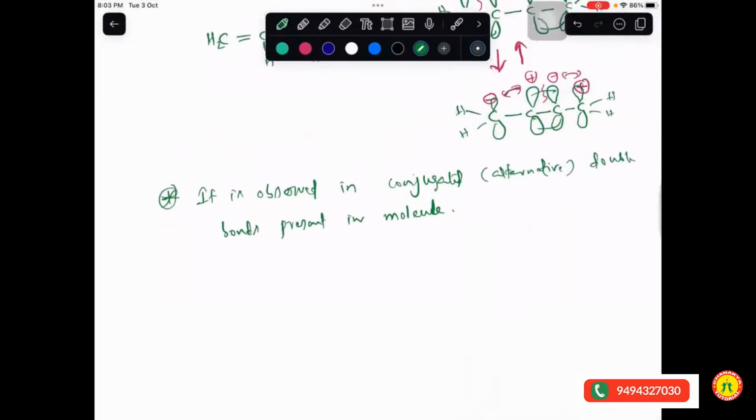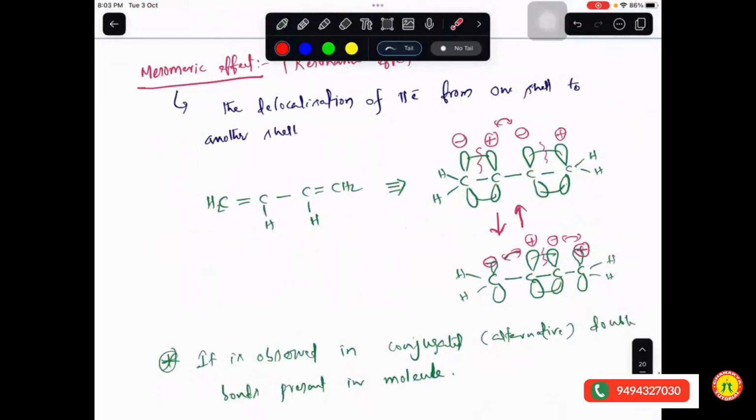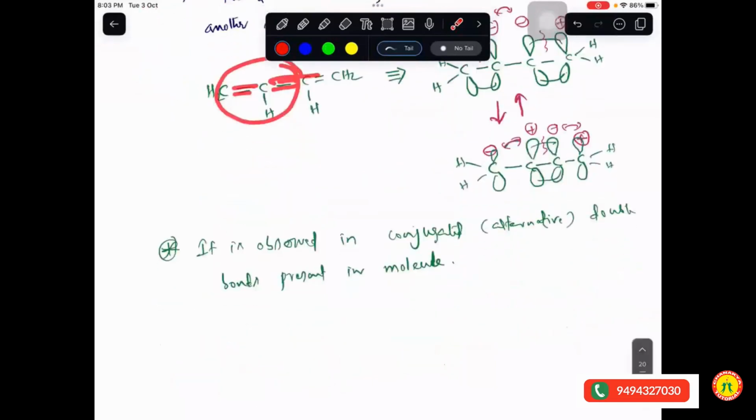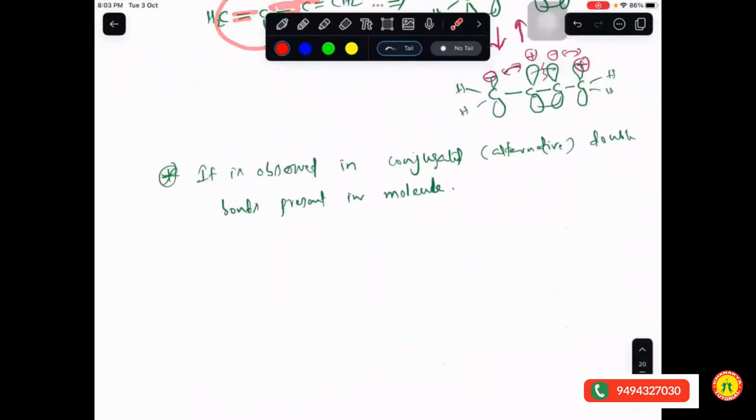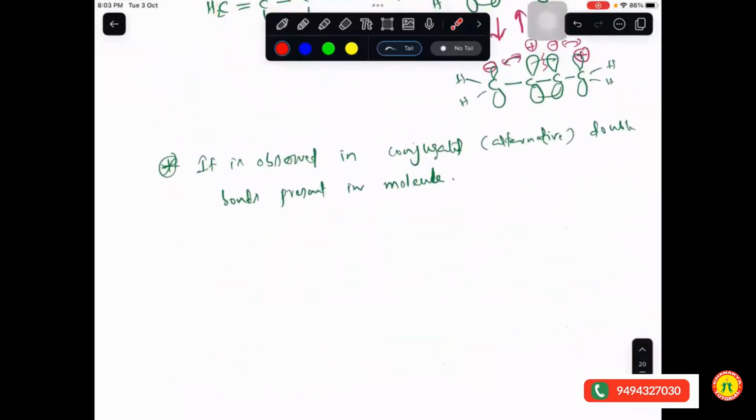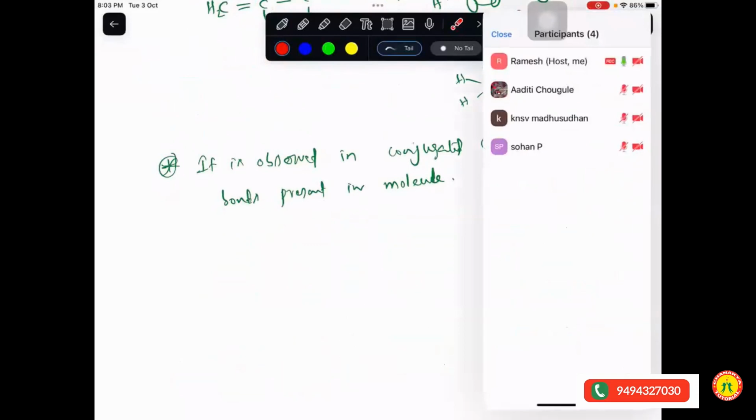So you can ask that, sir. Suppose these two bonds are there, adjacent bonds. Here a double bond, here a double bond. Why is it not following like this? Suppose I'm writing these two pi bonds, right? They can break, right? So why is it not happening? See, adjacent double bonds are called cumulative double bonds. Resonance is not observed in cumulative double bonds. Anybody know the reason?